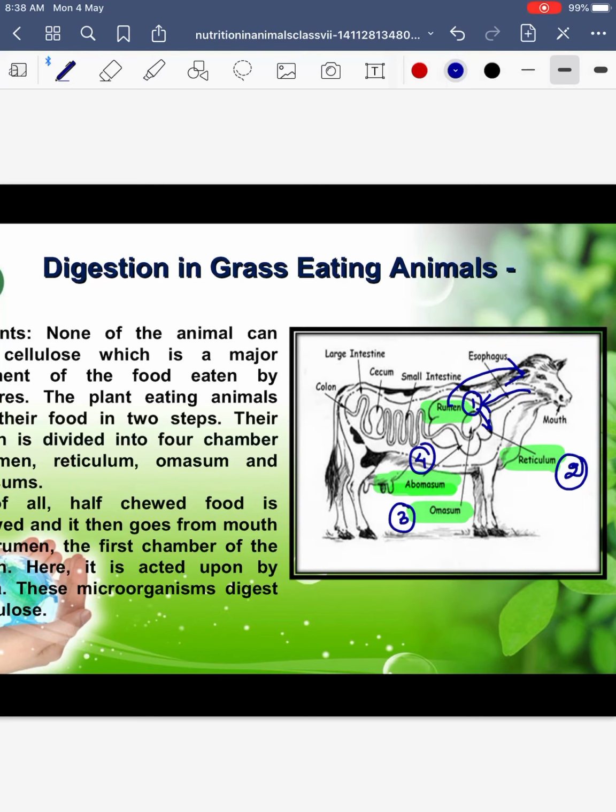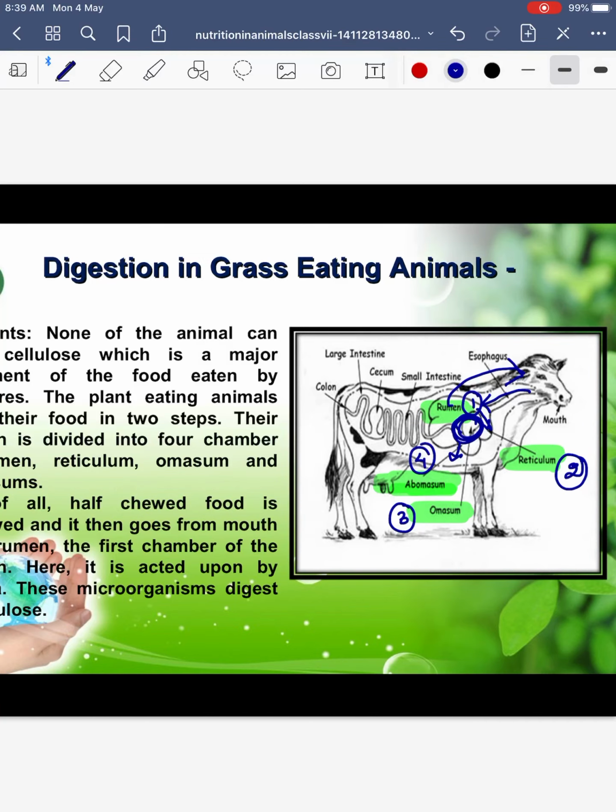the half chewed food or cud again bypasses the first and second chamber, and it will go directly to the third chamber, which is omasum. From omasum it will go to the fourth chamber, which was abomasum.